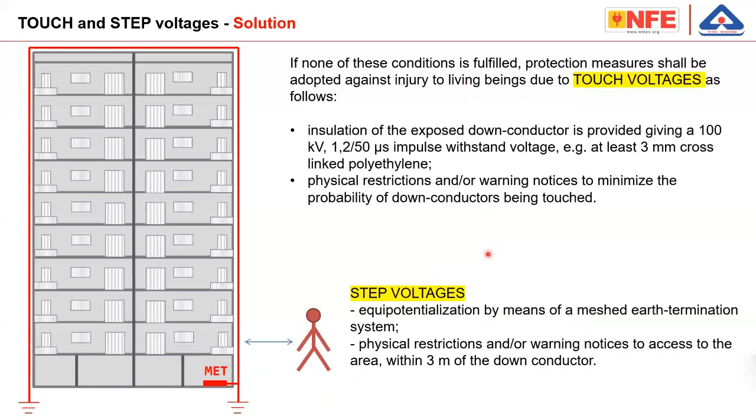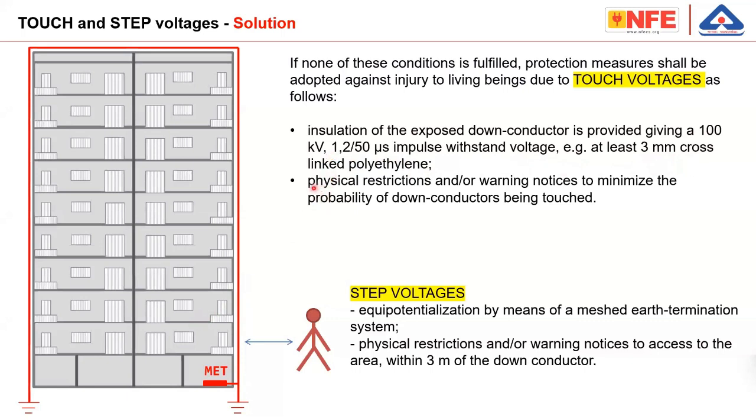Similarly, the step voltages are also mentioned in the standard. In order to avoid touch voltage, the down conductor, where I am moving the cursor, of that part of the building up to, for example, 2 or 3 meters, where a person may be touching, must be insulated. Insulation of exposed down conductors is provided, giving a 100 kV, 1.2/50 microsecond impulse withstand voltage. Example: at least 3 millimeter cross-linked polyethylene. So if you are using a 3 millimeter XLPE cable for the last 3 meters, tested for a 100 kV impulse voltage, then the problem of touch voltage can be reduced.